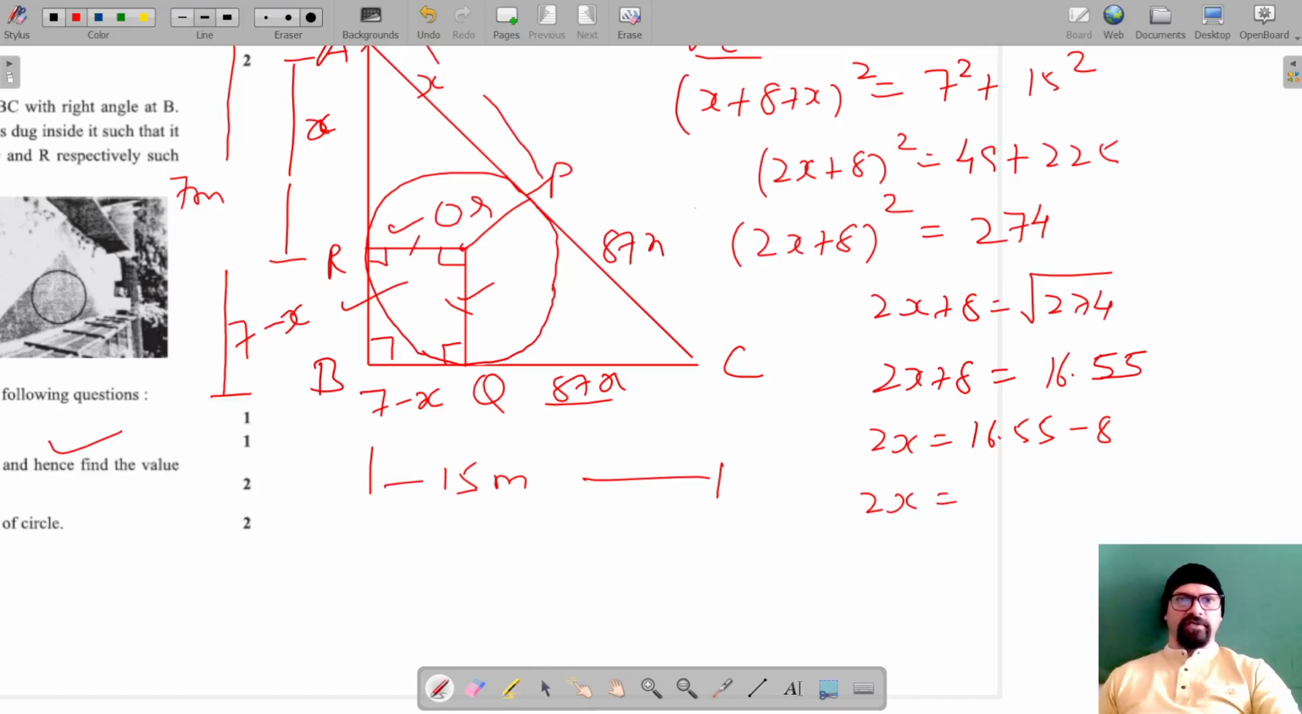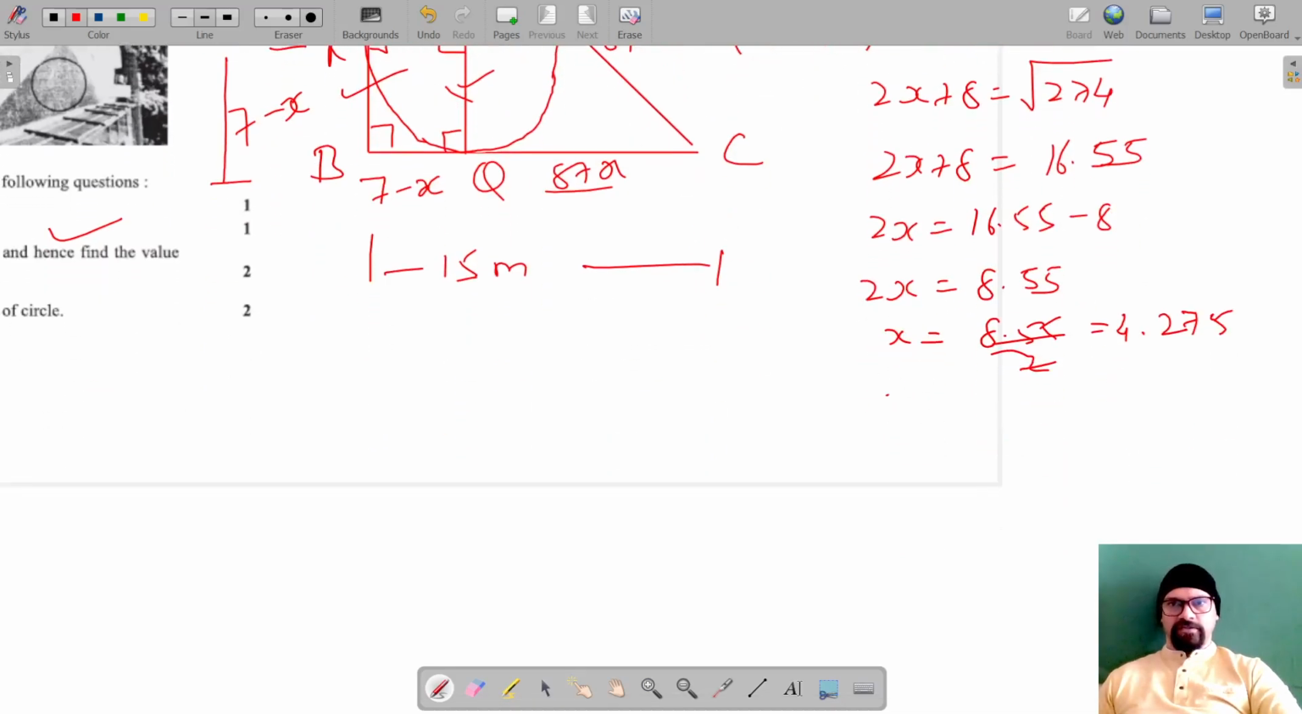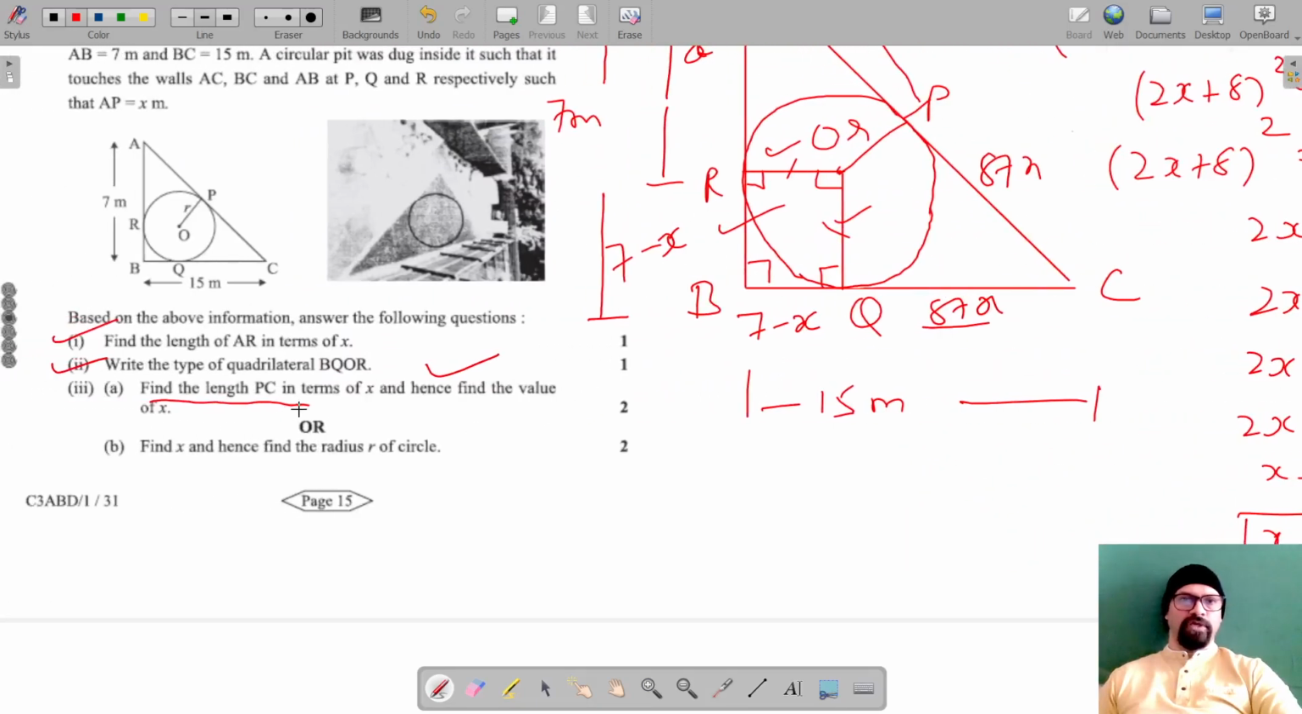16.55 minus 8 gives us 8.55. So 2X is 8.55, and X is equal to 8.55 divided by 2, which is equal to 4.275, and I can write it as 4.28, correct to two decimal places. So X is 4.28.